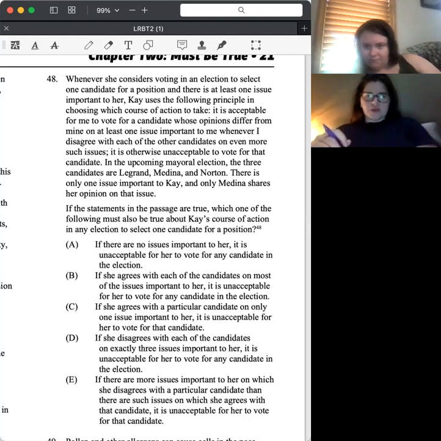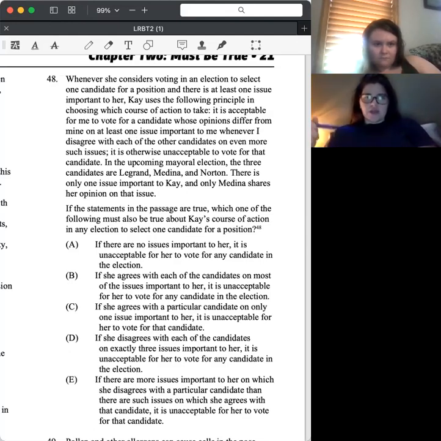Whenever she considers voting in an election to select one candidate for a position and there's at least one issue important to her, Kay uses the following principle in choosing which course of action to take. It is acceptable for me to vote for a candidate whose opinions differ from mine on at least one issue important to me whenever I disagree with each of the other candidates on even more such issues. It is otherwise unacceptable to vote for that candidate.